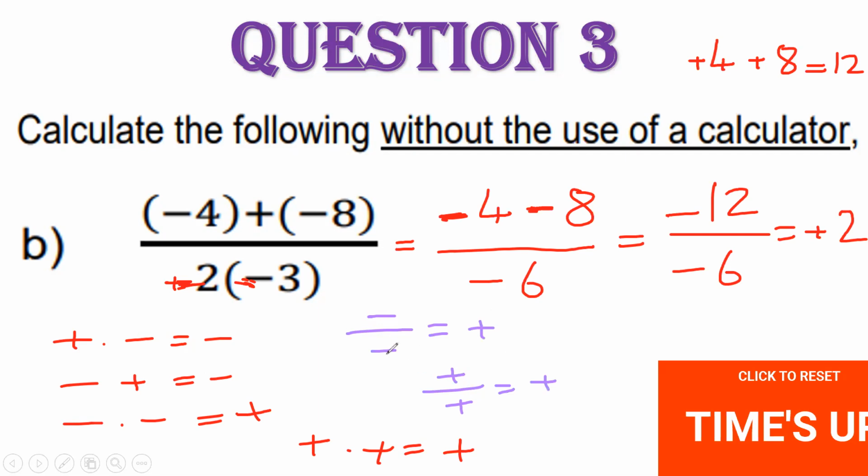Same thing. If you have the same signs, you get positive. If you have different ones, for example negative 1 over positive 1, we can say you get negative 1. If you have positive divided by negative, you get negative. Remember, if you have the same signs, negative negative or positive positive, your answer is positive. If you have negative positive or positive negative, your answer is negative.